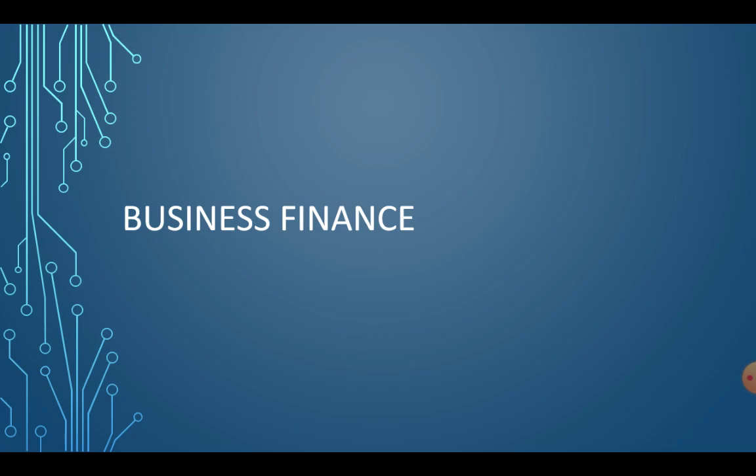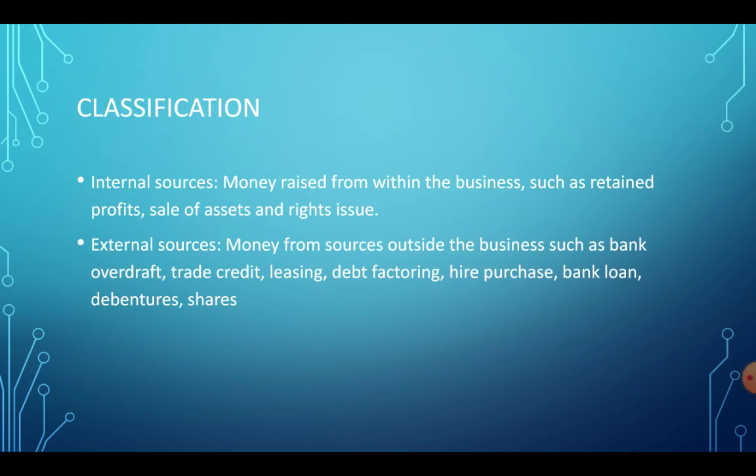And then another way of raising external sources of finance is through hire purchase. So hire purchase is when you are buying an asset through an installment facility. You buy the asset now, and then you pay for it over a period of some months, maybe 12 to 24 months, paying in installments.